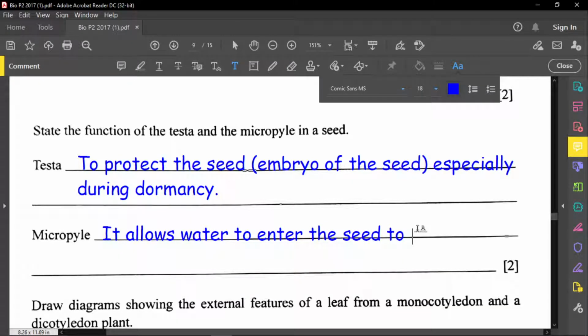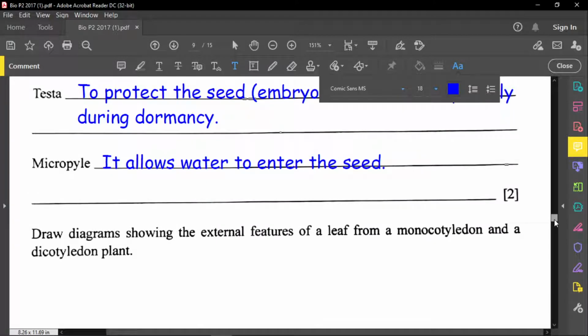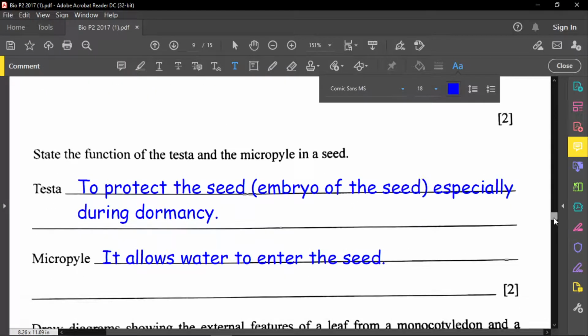All right. And so you can just leave it as that. So water to enter the seed. And what is needed to stimulate the process of germination, right? You can leave it as that. All right. If you want to put the part that says what is needed to stimulate germination, you can also add that as well. But it's only a 2 mark question, so that is sufficient.